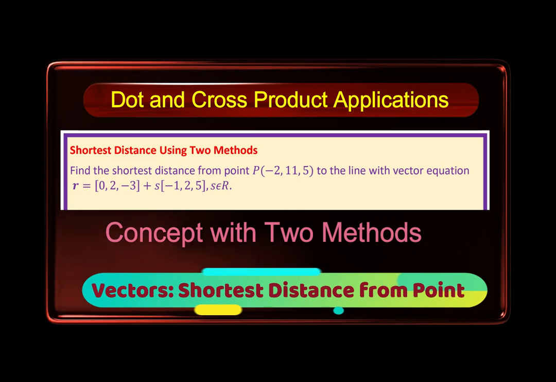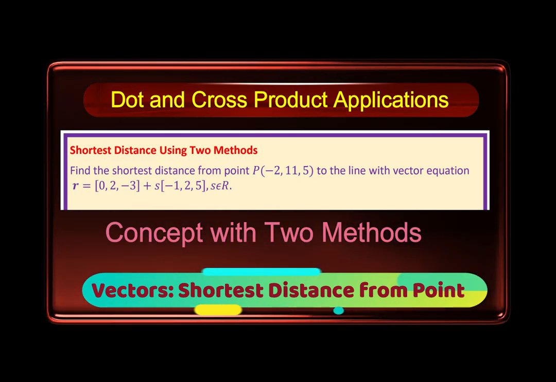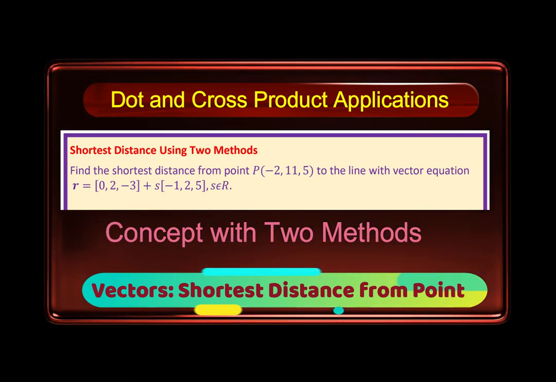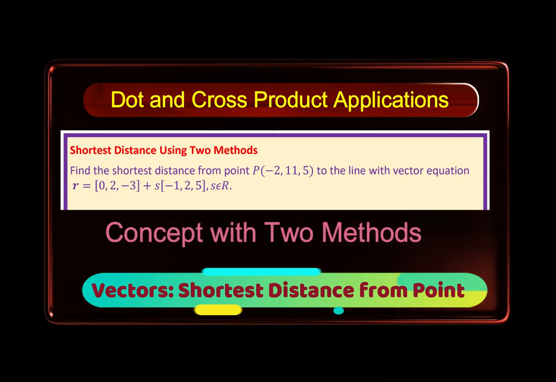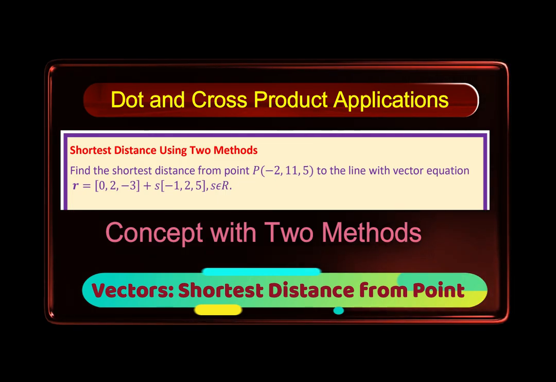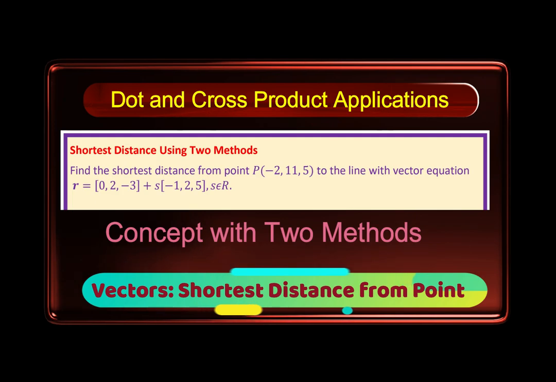Welcome to another interesting question based on vectors. We are going to apply the concepts learned about dot and cross product to find the shortest distance from a point to the line. Very important question from test point of view.